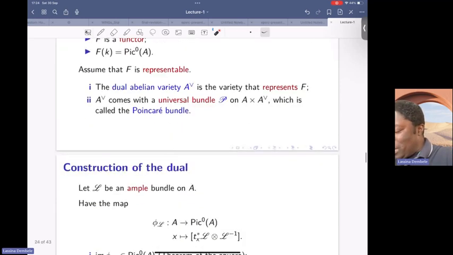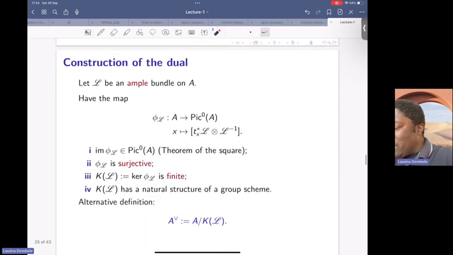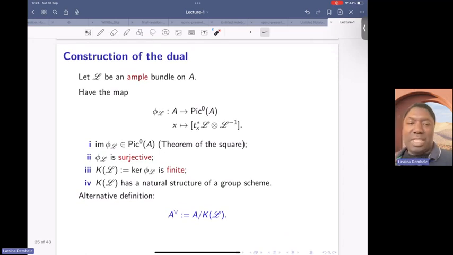Okay, so this definition is a bit abstract. Here is a more intuitive, somewhat more direct way of looking at this definition. Let's say we start with an ample line bundle. As we saw a couple of slides ago, this map phi L is a group homomorphism, but we can say a bit more about it in this case. Because we know that this line bundle is ample, the theorem of the square would force the image to lie in Pic 0 of A.